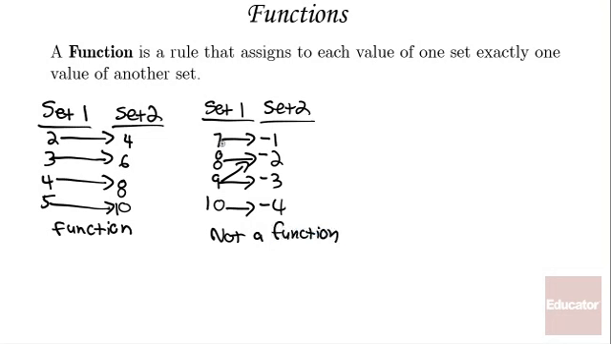If a member of the first set is assigned to more than one value from the second set, because 9 is assigned to -3, and it's also being assigned to -2, that is not a function. However, here's one more case.